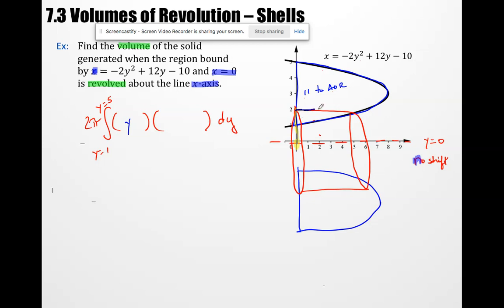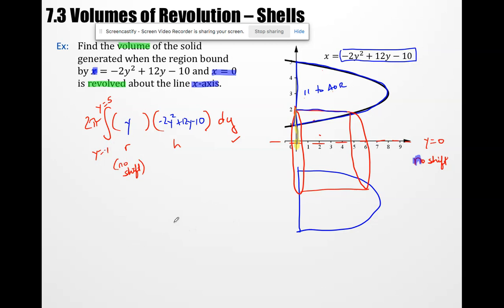And then what is the width of this cylinder? From the y-axis out to the function, you want to know how long that is. That is an x number. Your x number comes from there. Radius is in terms of y, and you had no shift. Height is in terms of y, integrating with respect to y. These are both y numbers.